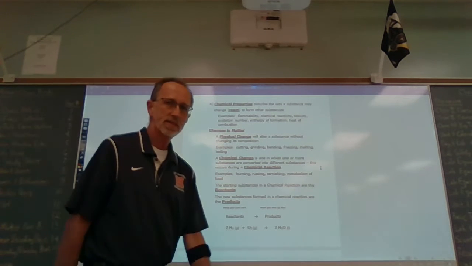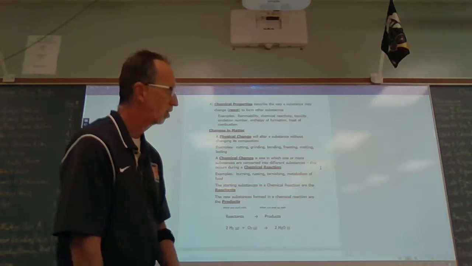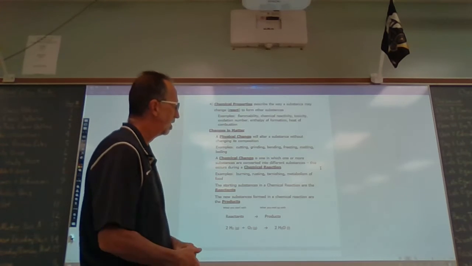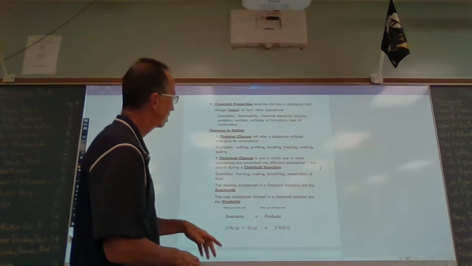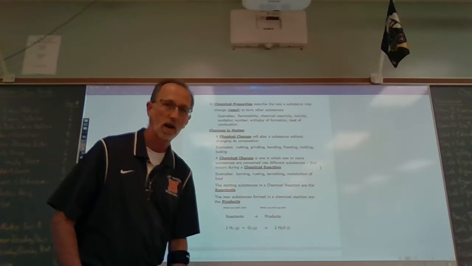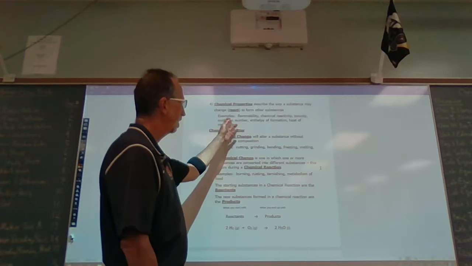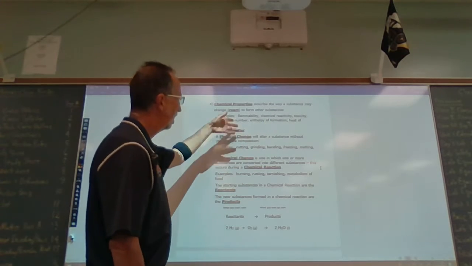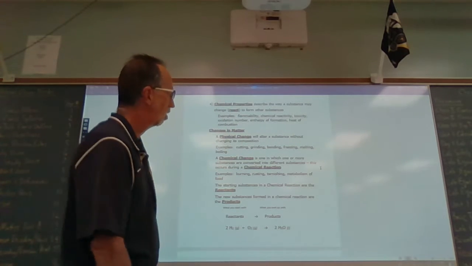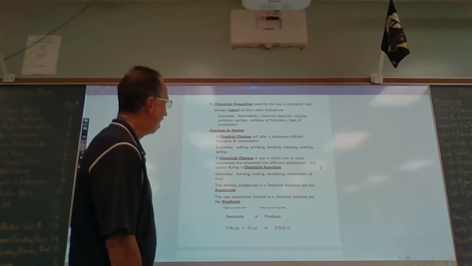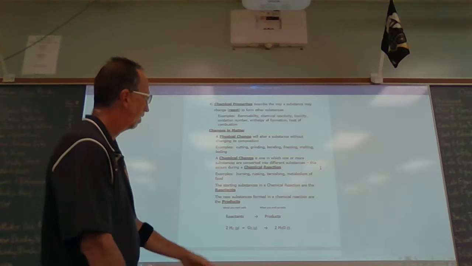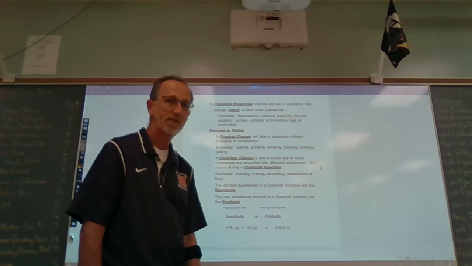Chemical properties. We have physical properties, now we have chemical properties. These describe the way a substance may change or react in order to form a new substance. I have another list here: flammability, chemical reactivity, and so on. Those are all chemical properties. Now, changes in matter. We have physical changes and we have chemical changes.